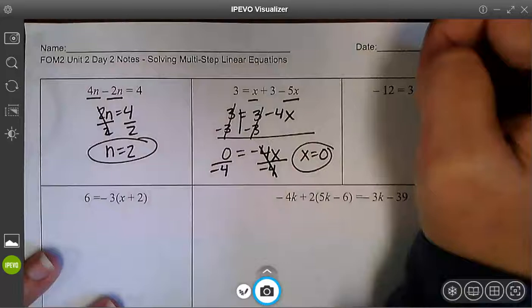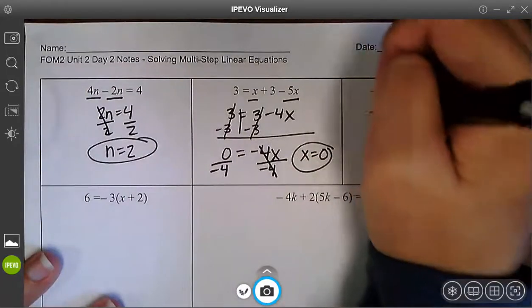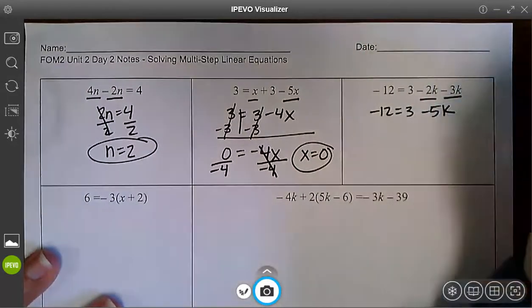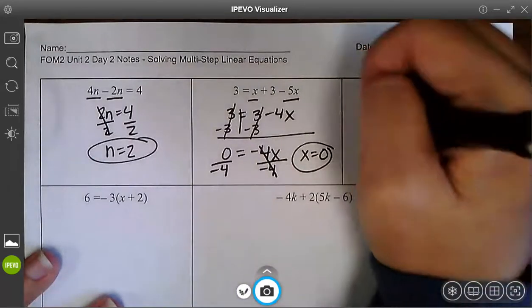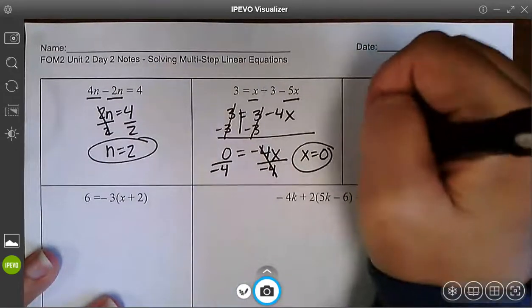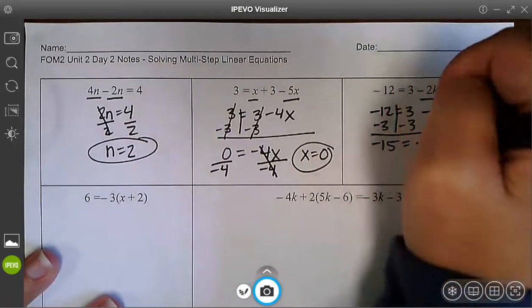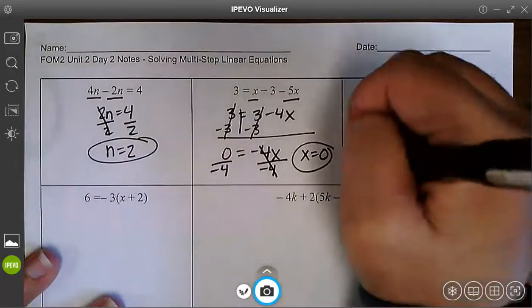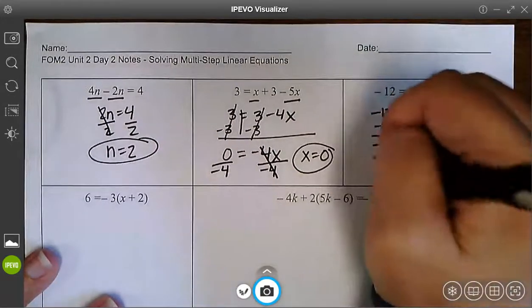The next one, combine my like terms. Negative 12 equals 3 minus 5k. Subtract 3. Negative 15 equals negative 5k. Divide both sides by negative 5. You get k equals 3.